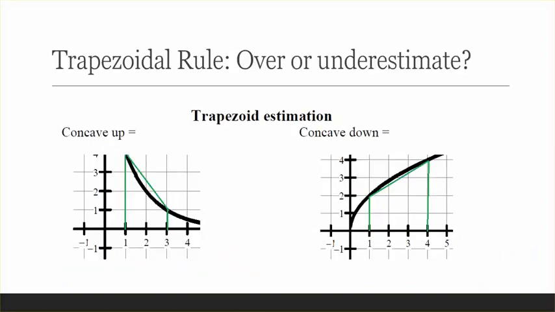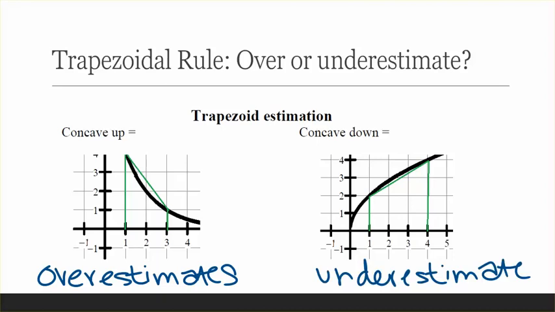How about with the trapezoidal rule? For the trapezoidal rule, we need to look at whether the function is concave up or concave down. When the graph is concave up, our trapezoidal rule is going to overestimate. And when our graph is concave down, the trapezoidal rule is going to underestimate.